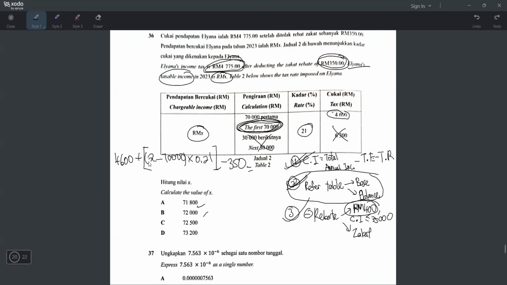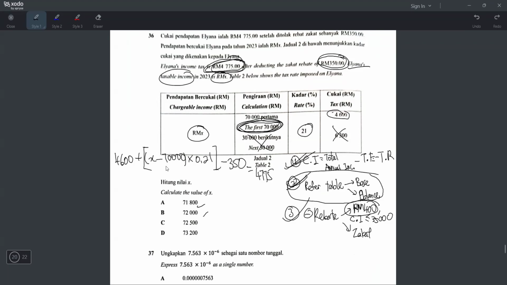But sir, how can I key this in my calculator? I don't know the X value. It's okay. They give you the final answer already, 4775, right? So even if I don't know X, it's okay because I have the final answer. I have the income tax answer, 4775. So I will work backwards. I will move things over until I get my X answer.